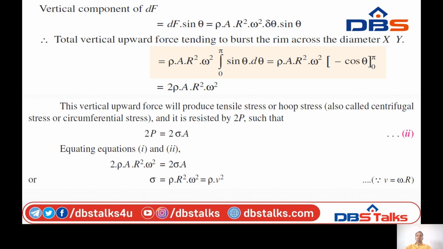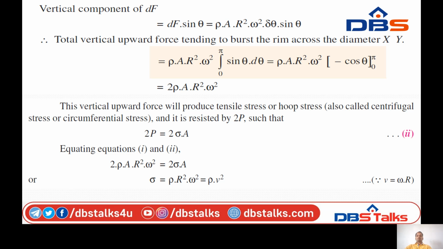So for that, 2p is nothing but the force, so rho a. By equating equations 1 and 2, we get 2 rho a r square omega square. That is the first equation, which is to be equivalent to the upward total force, the centrifugal stress, so 2p. So both are the same condition.